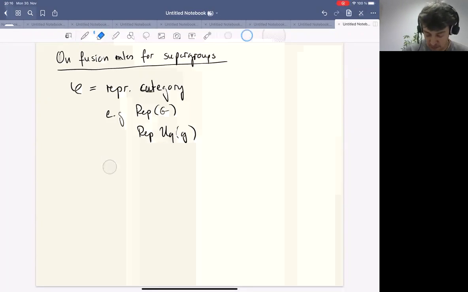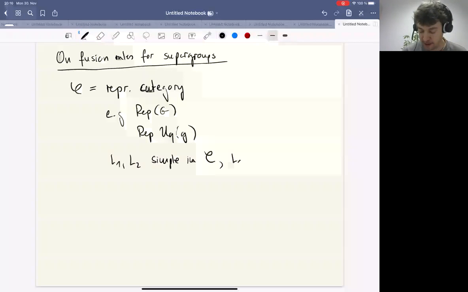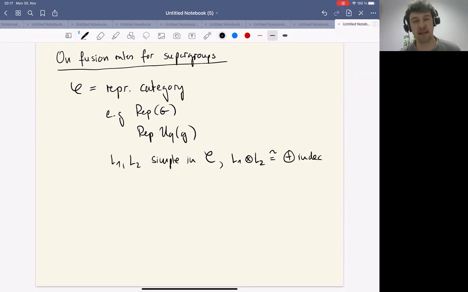Then I can take two simple modules, L1 and L2, and I can take the tensor product, and then decompose it into indecomposable summands. Of course, I would like to understand this decomposition into indecomposable summands, and this is in general very, very hard, even if you are in a semi-simple world. Think about the case of representations of the symmetric group. There's still something we don't understand.